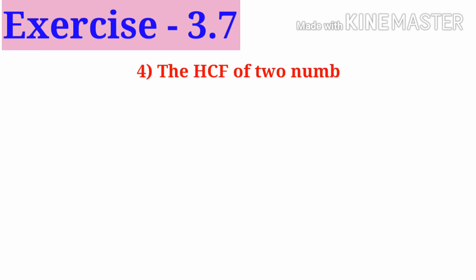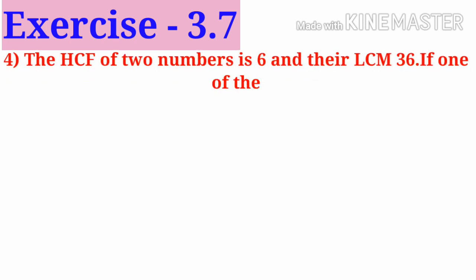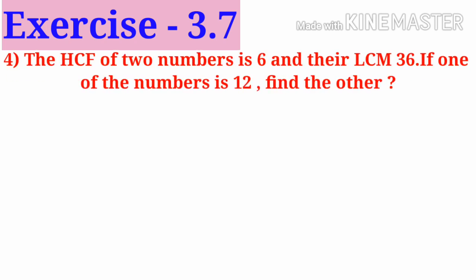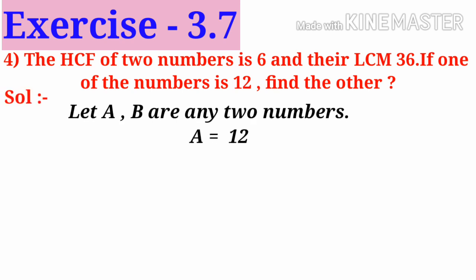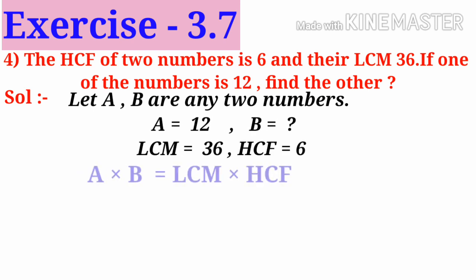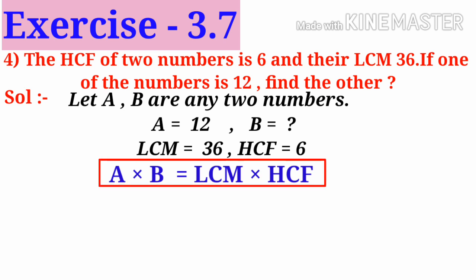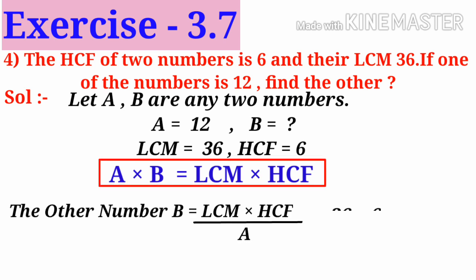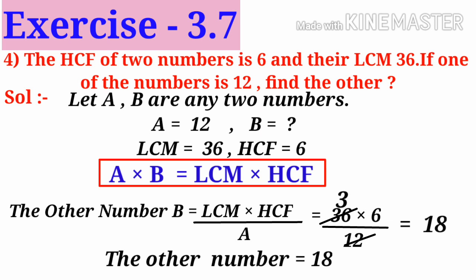Fourth problem. The HCF of two numbers is 6 and their LCM is 36. If one of the numbers is 12, find the other. Solution. Let A and B be any two numbers. Let A is equal to 12 and B is equal to question mark. LCM is 36, HCF is 6. We know that A into B is equal to LCM into HCF. So the other number B is equal to LCM into HCF by A. That is 36 into 6 by 12. 12 threes are 36. 3 into 6 is 18. So the other number is 18.